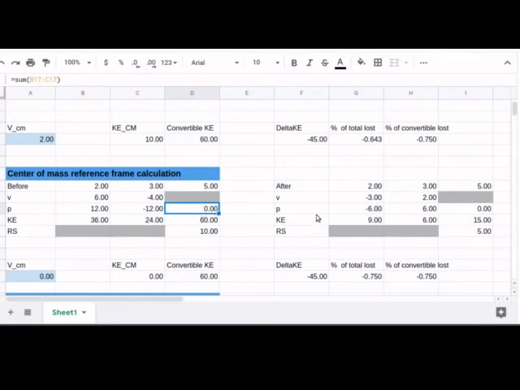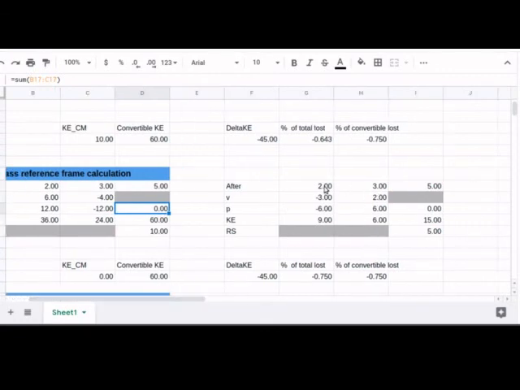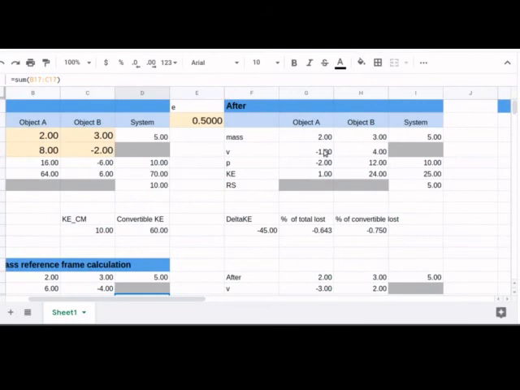Then you solve the system and figure out what's going to happen in this collision in the center of mass reference frame, where all you have to do is take the old velocities and multiply them by negative E to get the new velocities. That gives you the momentums and the kinetic energies. And then you translate it back into the original reference frame by adding those 2 meters per second of the velocity of the center of mass back in. So negative 3 plus 2 is negative 1, 2 plus 2 is 4, and you get the same after table that we got before, but in a simpler way where you don't have to solve the system of equations.